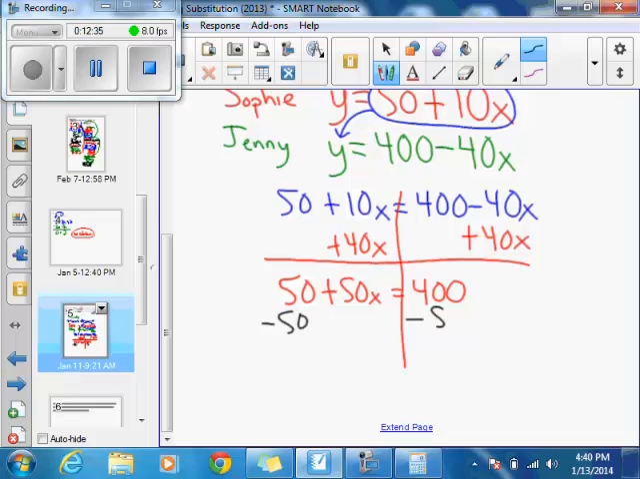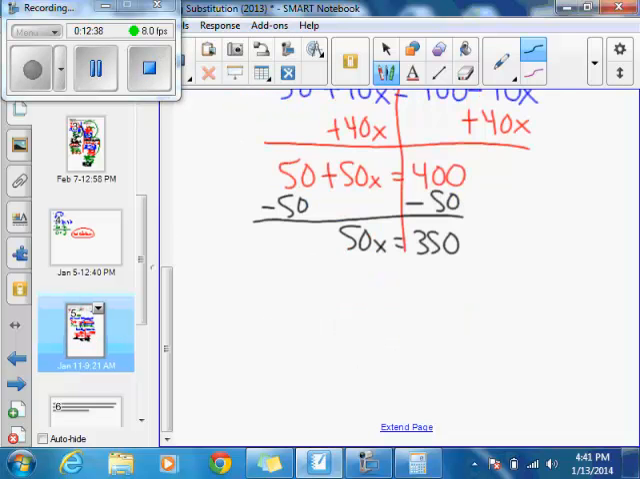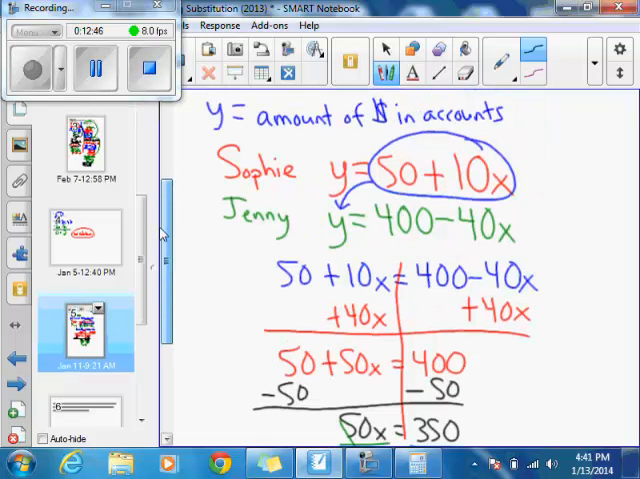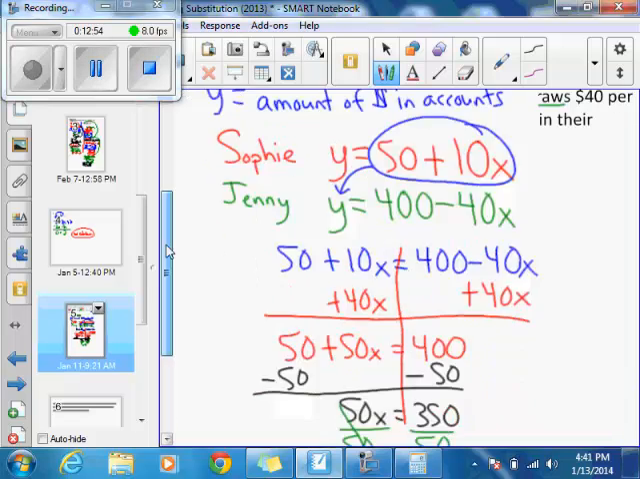Subtract 50. So we get 50x equals 350. And then we divide by 50, and we get x equals 7. So x stood for months, so that means 7 months.